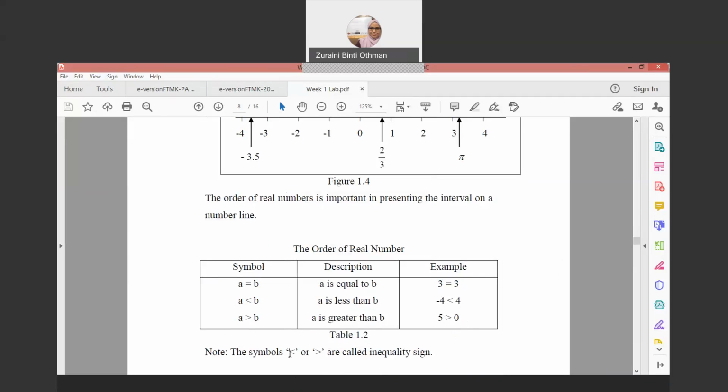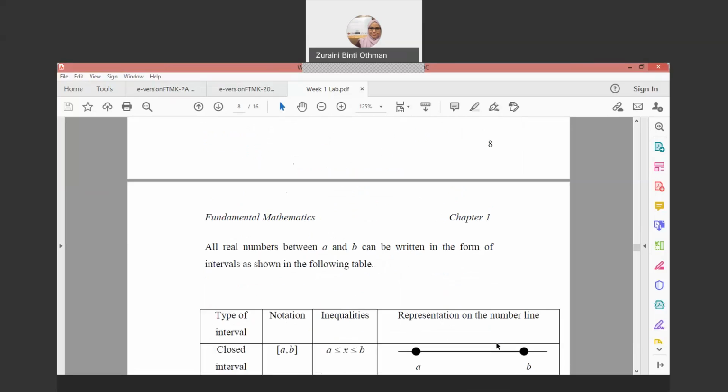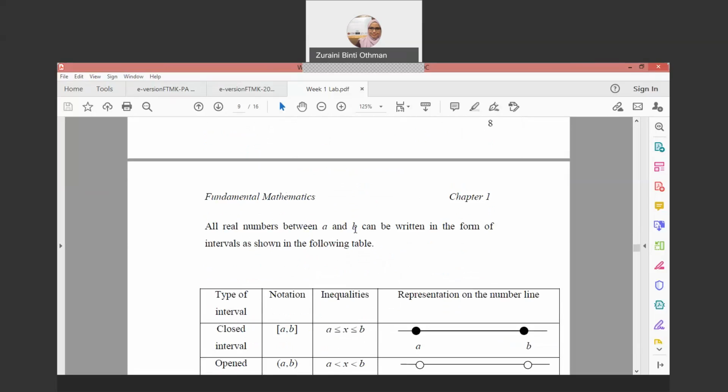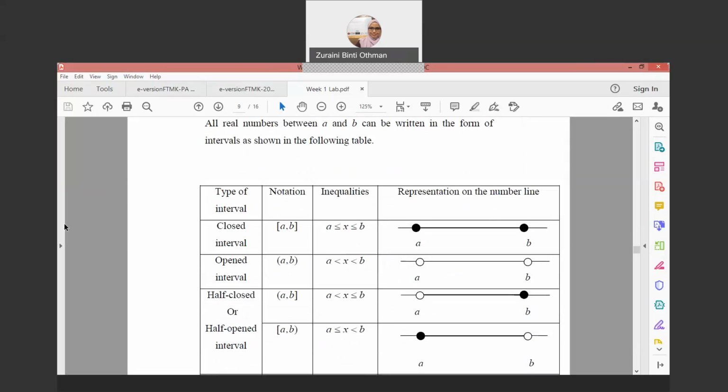The symbol less than or equal, greater than are called inequality system. Inequality sign, simbol ketaksamaan. Okay, a real number between A and B can be written in a form of interval as shown in the following table. Okay, for example here, okey, ni pula ialah simbol untuk less than or equal to. Maksudnya dia termasuk. And this is the symbol of less than or and equal to.